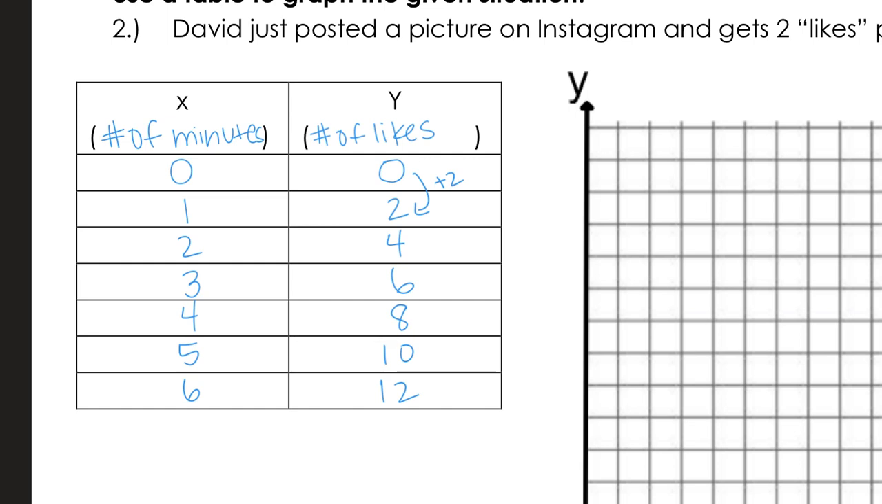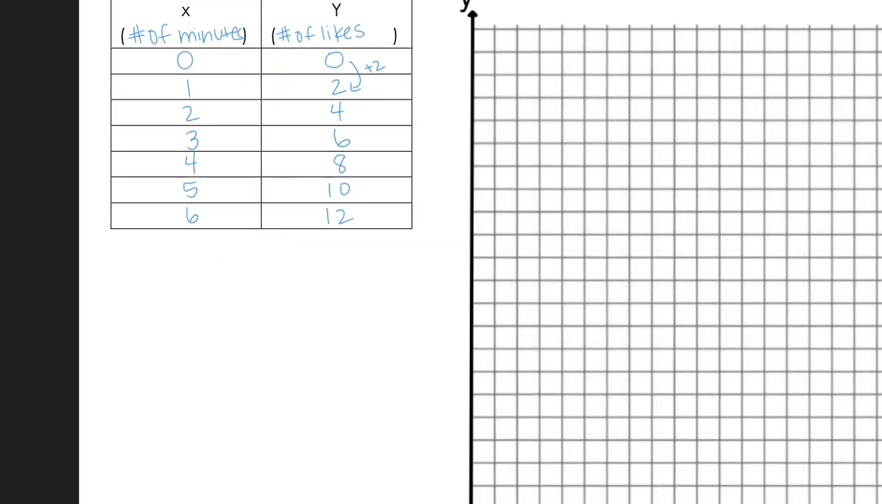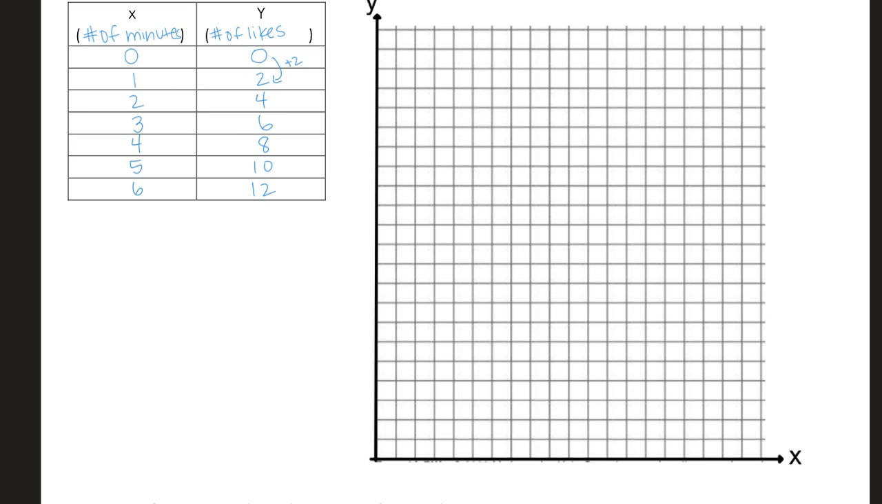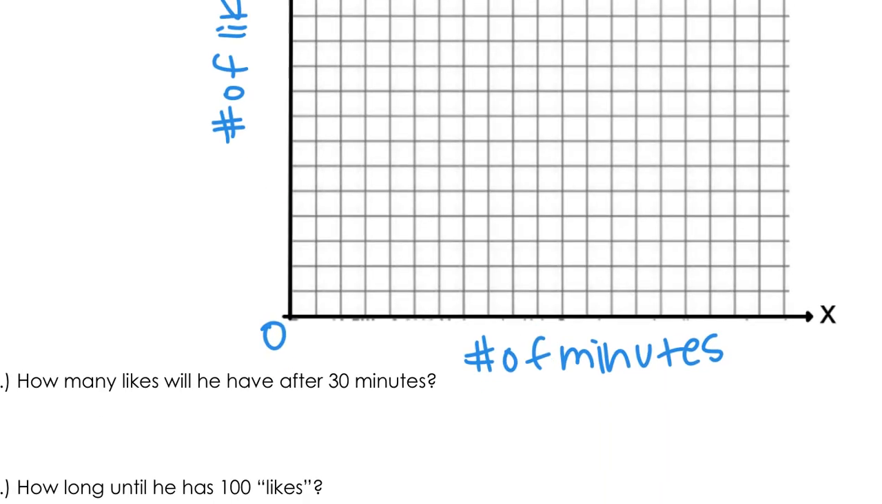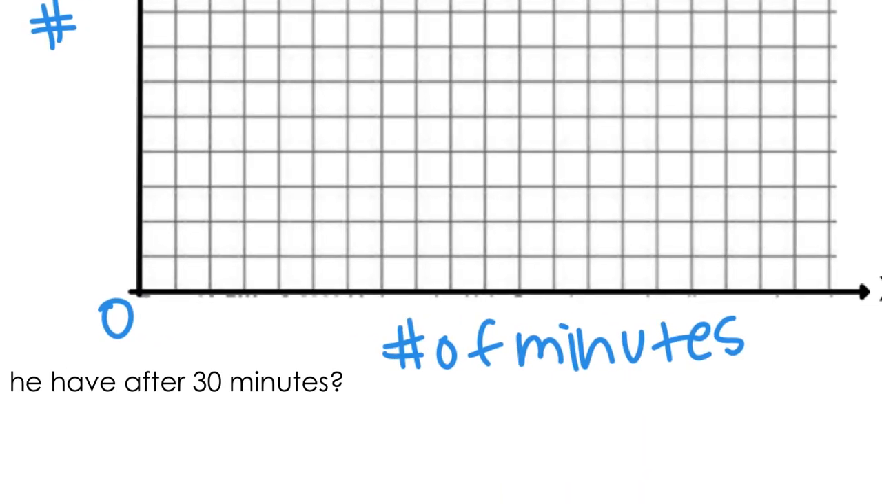So now that we have that filled out, let's fill out our graph. Let's label our graph like we did on the last example. Our x-axis was number of minutes, and our y-axis was number of likes. Since these are pretty low numbers, we could count by ones on both of these. So I'm going to count my minutes by 1. Go ahead and pause and do that now. I counted by ones on my x-axis and it ended me at 20.